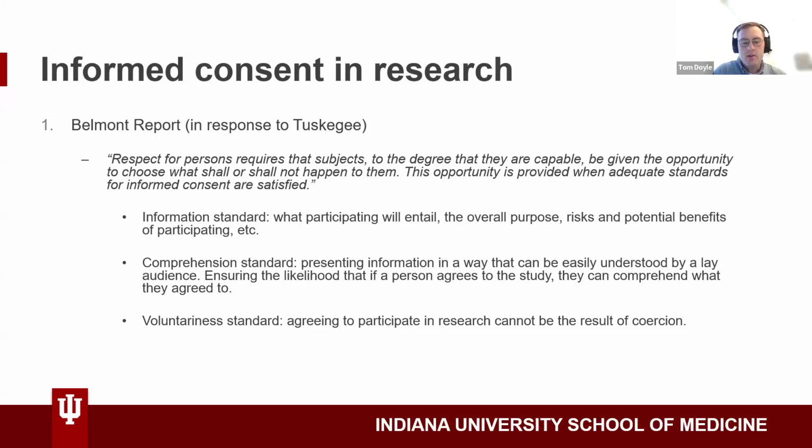There's a comprehension standard, so you can't just present them with a bunch of jargon and say, hey, you want to do this, right? You have to present it in a way that they're going to understand, that they can really sink their teeth into and understand, like, yes, this sounds like something that I would want to be a part of and I want to agree to participate in. This comes through the reasonable person standard. So you need to present information in a way that a reasonable person could understand that information and make an informed choice about it. And then, of course, there has to be a voluntariness standard.